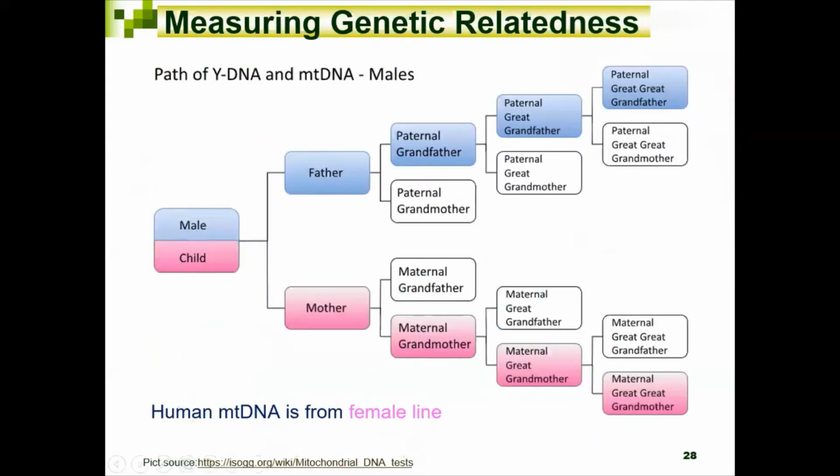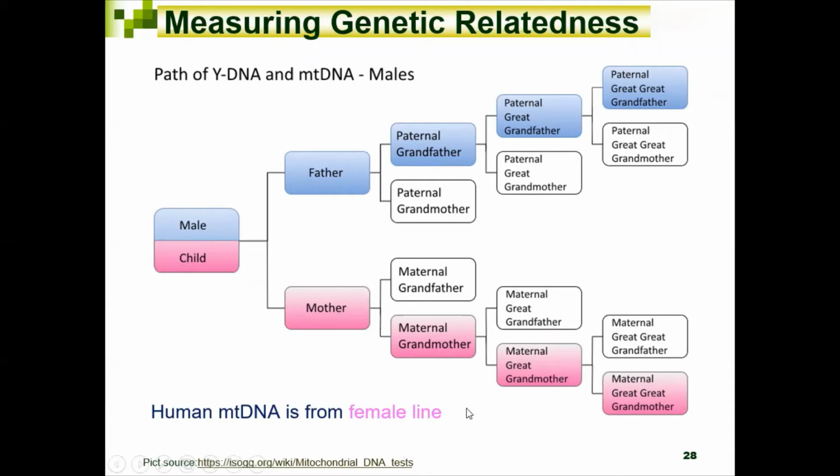So this diagram shows the lineage of two things in a human. For a male child, the DNA of the Y chromosome is all from the paternal lineage. That means the Y chromosome comes from his father, who got it from his father, and his father. Whereas the child's mitochondrial DNA only comes from the mother, so it's from the female lineage. The mother received it from the grandmother, and the grandmother received it from the great-grandmother. So it's all female lineage. Okay, so human mitochondrial DNA is from the female line.